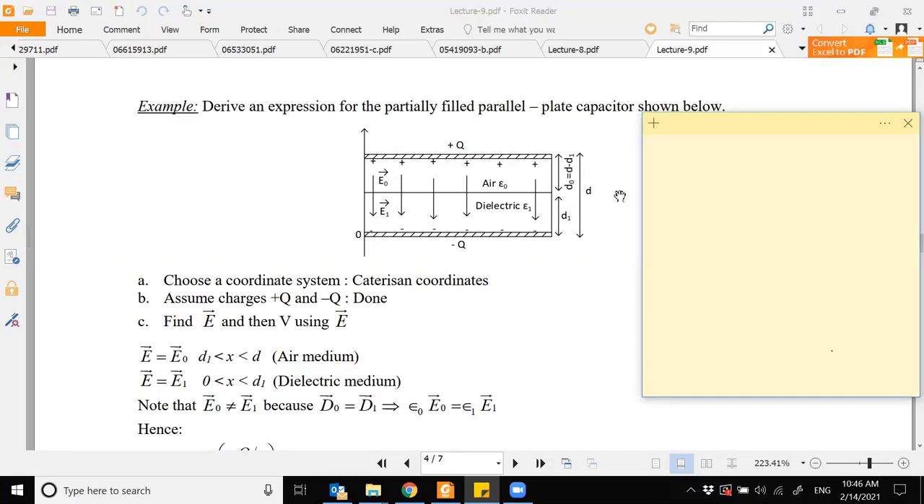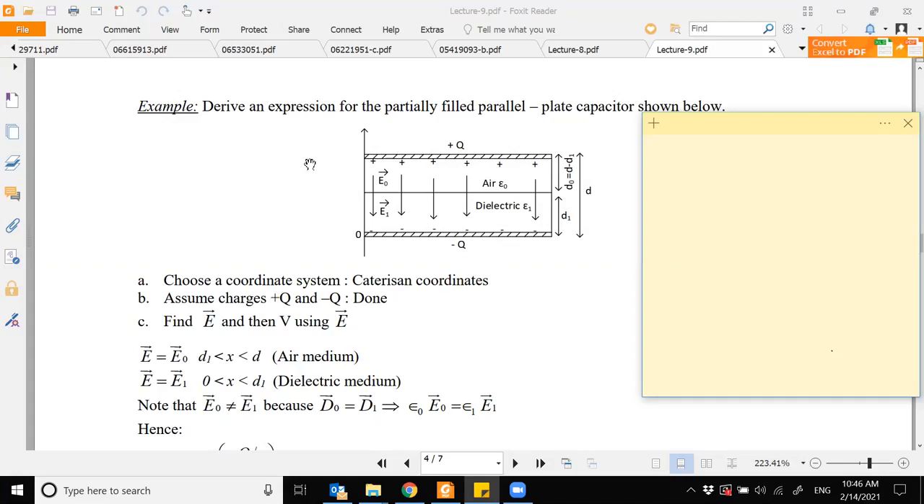Now, for this case, how are we going to proceed? In a very similar way. First, decide the coordinate system, again the Cartesian coordinate system, and assume the charges, which we have already done. Now our objective is to find the electric field. So in this case, how would the electric field be?